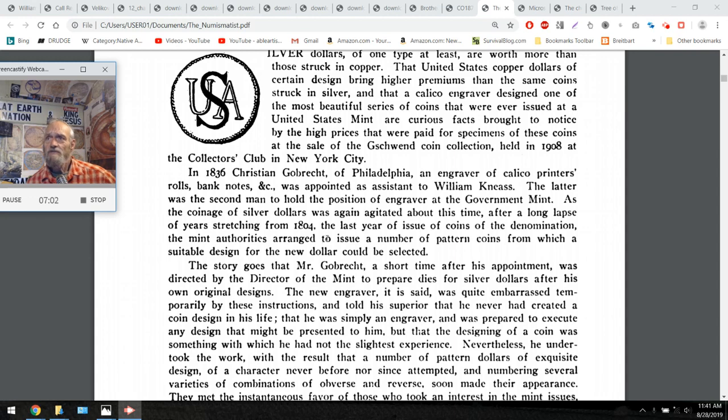The latter was the second man to hold the position of graver at the government mint, as the coinage of silver dollars was again agitated about this time after a long lapse of years stretching from 1804, the last year of issue of coins of the denomination. The mint authorities arranged to issue a number of pattern coins from which a suitable design for the new dollar could be selected. Please make note, 1804, they had gone a long time.